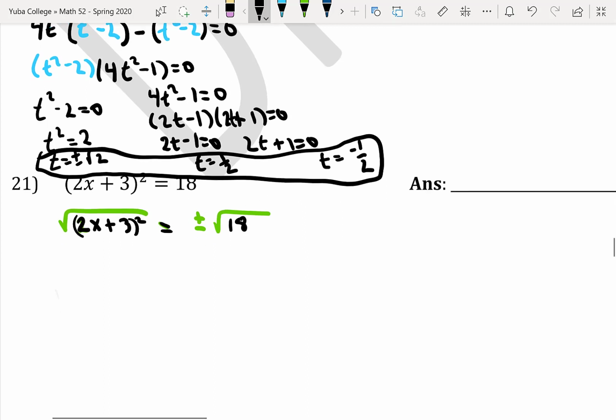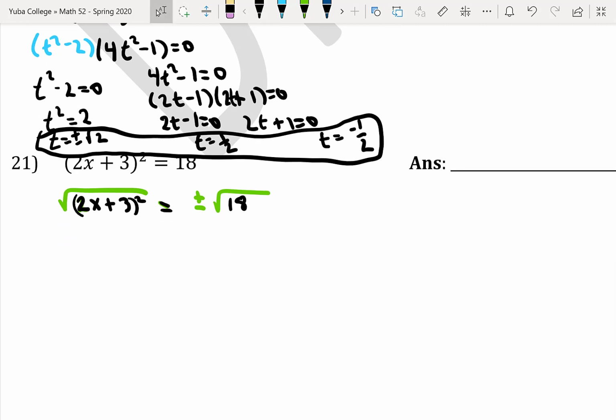I need to isolate my x, subtract 3 on both sides. I get negative 3 plus or minus, pulling out the square root of 9, which is 3, root 2. Divide both sides by 2, we can get x by itself, so x is negative 3 plus or minus 3 root 2 all over 2.